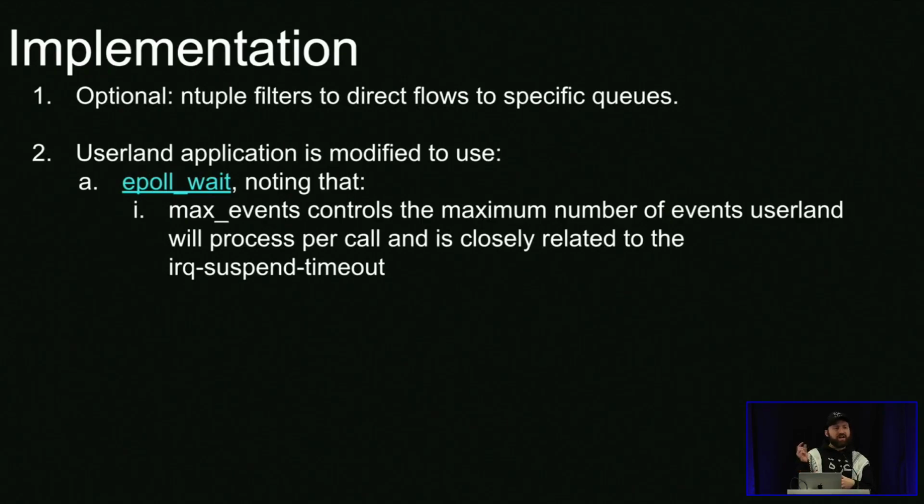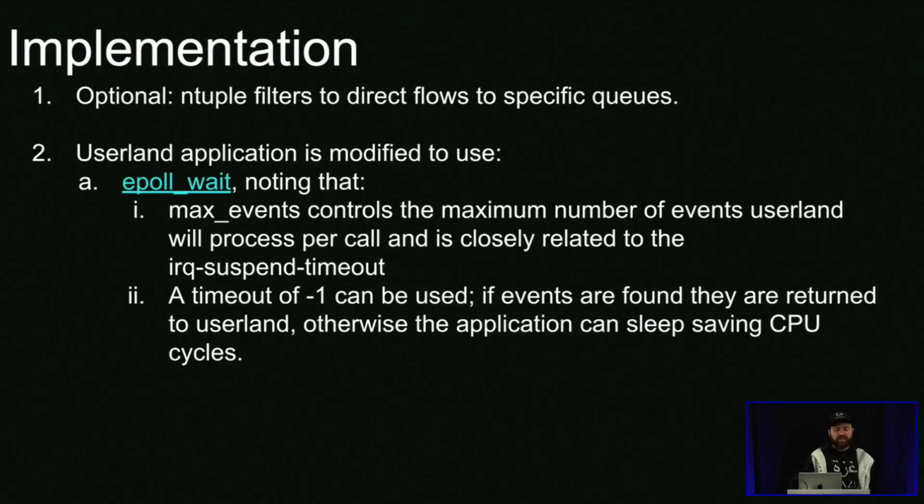Because the timeout is going to fire, you'd want to choose a timeout that's large enough such that at least one iteration through epoll wait and the userland processing that happens as a result of that does not get interrupted by interrupts. That's the whole point of this, right? So you'd want to choose a suspend timeout that is large enough to allow the app to do one batch or one round of processing.